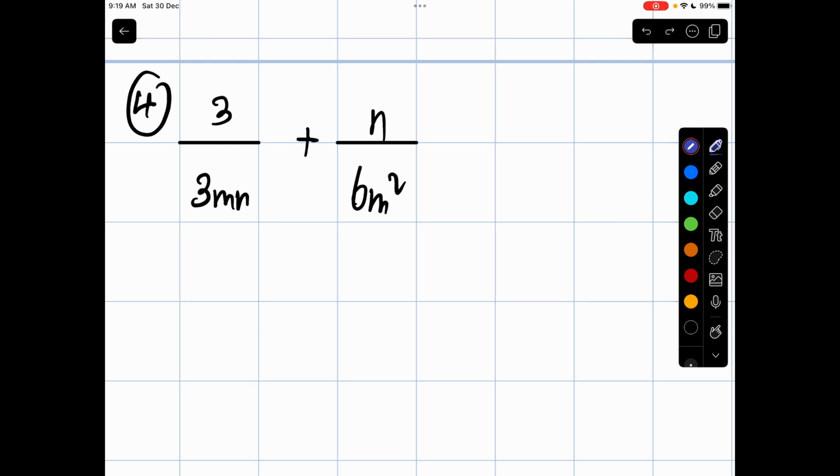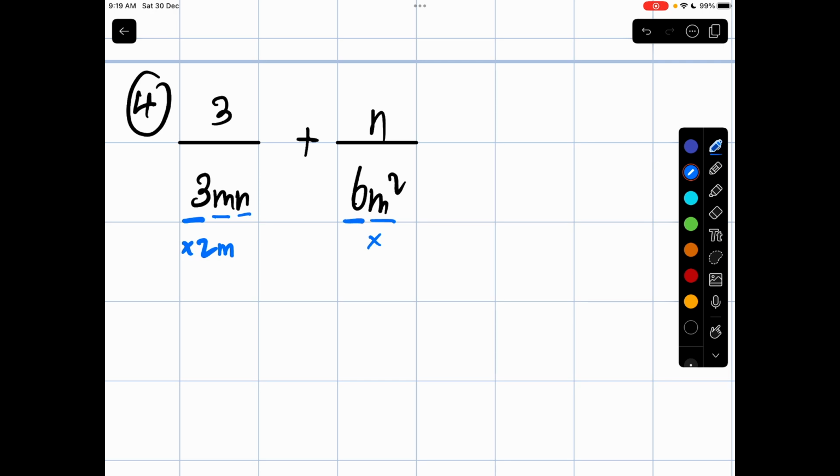So for 3 to become 6, we have to times it by 2. So times 2. Then times 1 here. So there's no need to put 1 there. So times 2. And then there's 1 m here and there's 2 m's here. So there has to be another m right about here. So times 2m. Then there's no need to change anything over here.